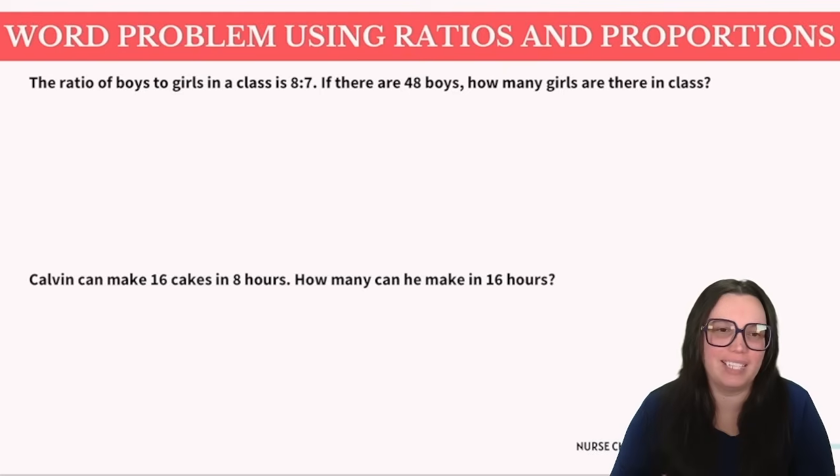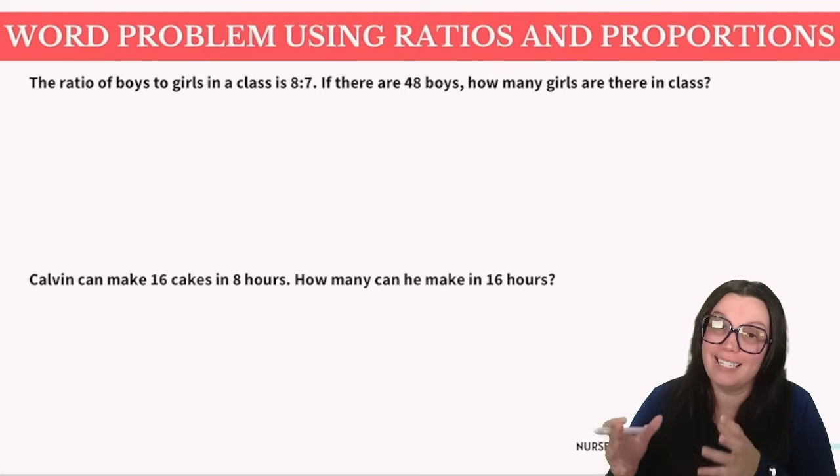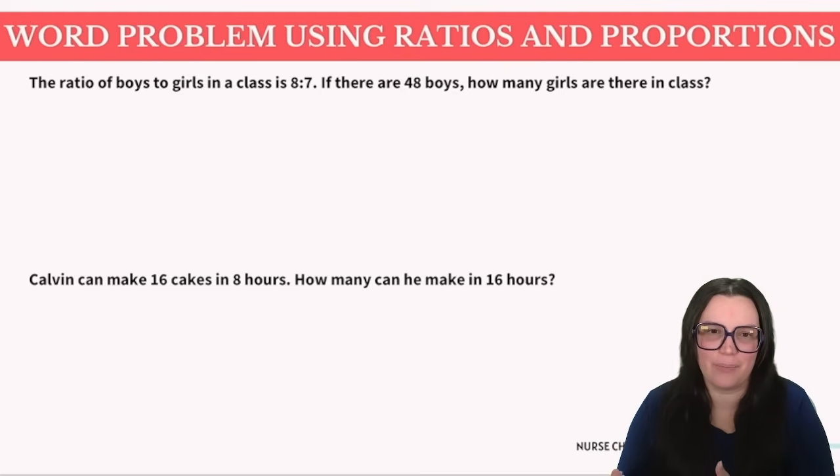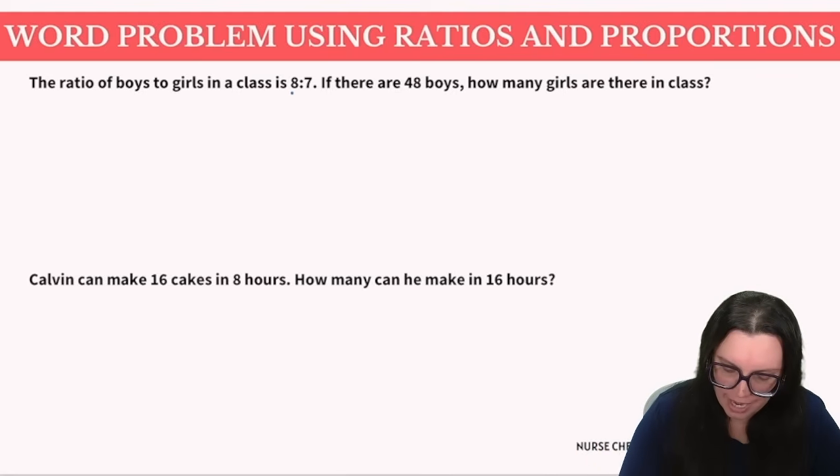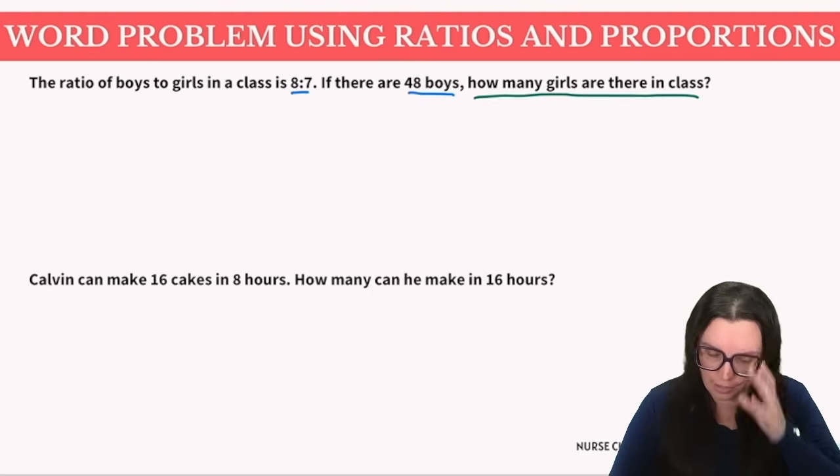Our first problem states the ratio of boys to girls in a class is 8 to 7. If there are 48 boys, how many girls are in class? What we know is we have an 8 to 7 boys to girls ratio, and we have 48 boys. What we don't know is how many girls are in the class. That's what we're trying to figure out.